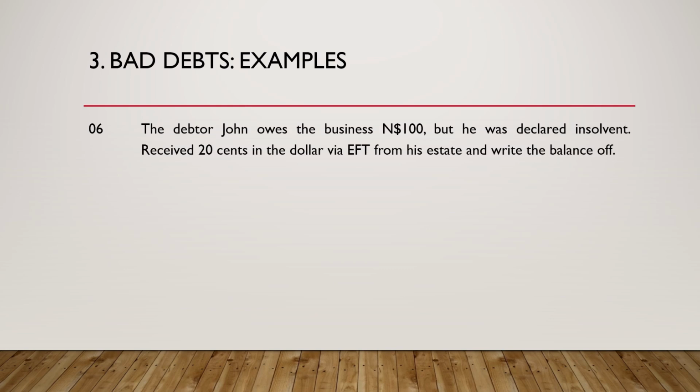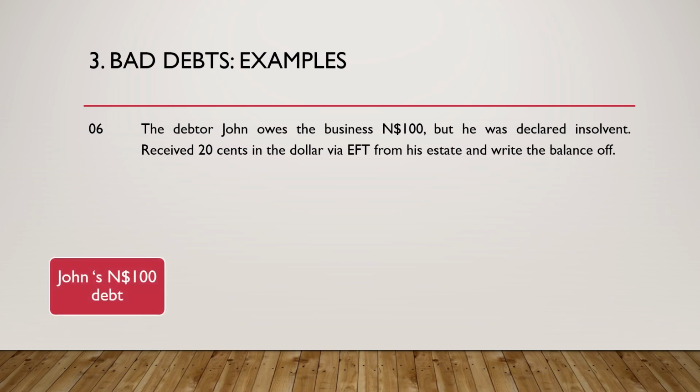On the 6th, a debtor, John, owes the business $100 million, but he was declared insolvent. Received 20 cents in the dollar via EFT from his estate and write the balance off. 20 cents in the dollar means that for every dollar John owes, the estate will pay 20 cents. That is basically 20% of the debt that will be received and 80% that should be written off as a bad debt. This transaction will therefore split into two different transactions.